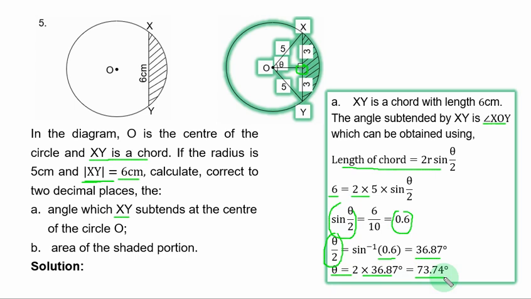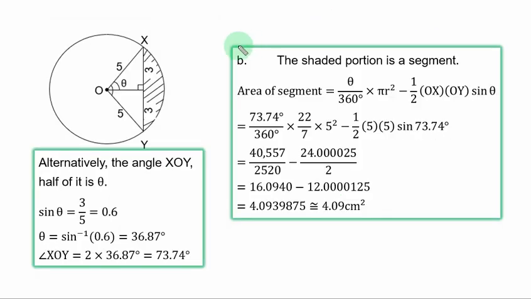So the first approach is using the length of chord formula, and you get the angle at once. Alternatively, for the angle SOY, half of it is theta. If you look at it from the first approach, the whole of the angle is theta. Now we are taking half of it because we want to apply a trigonometric ratio.